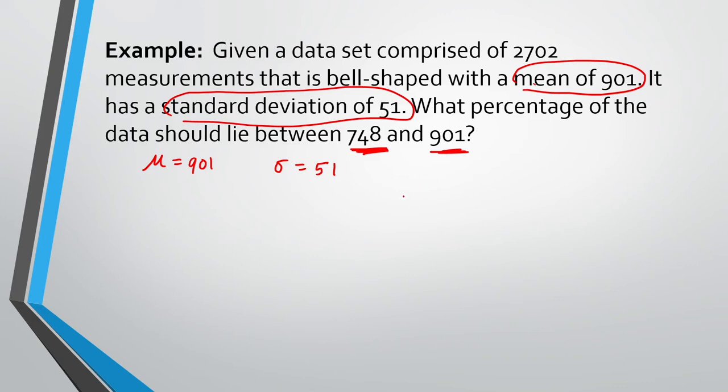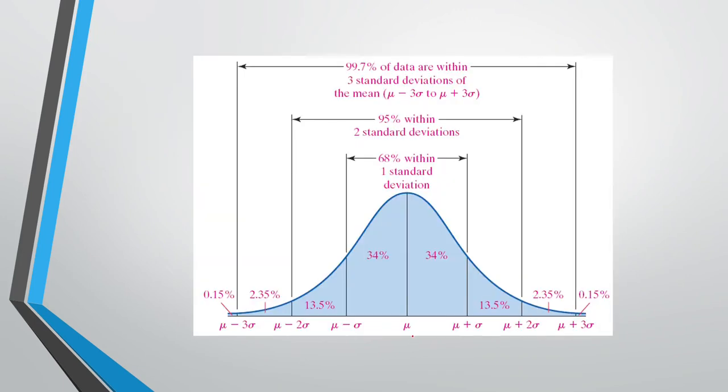To do this, we'll go to our picture again. Remember, the mean is in the center, that's 901. And we have that the standard deviation is going to be 51. So what I like to do is I like to fill in the picture, and I will slowly go to the left and to the right by adding and subtracting a standard deviation of 51.